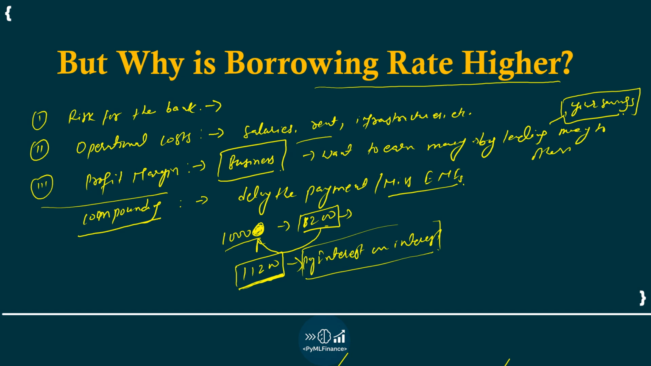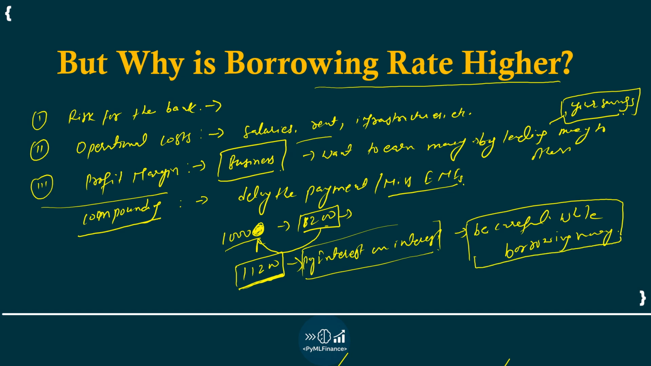This is how small loans become bigger and bigger if you are not careful. Okay, so it is always said to be careful while borrowing money. Whenever you borrow money from any bank or any institution, always be careful, otherwise you end up paying more and more. And hence compounding is a double-edged sword.